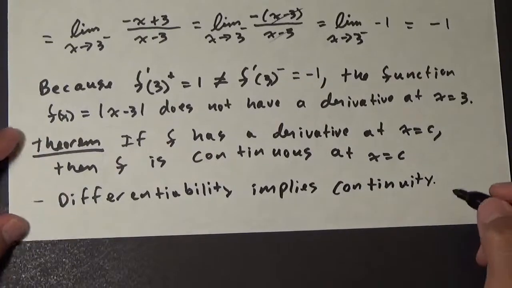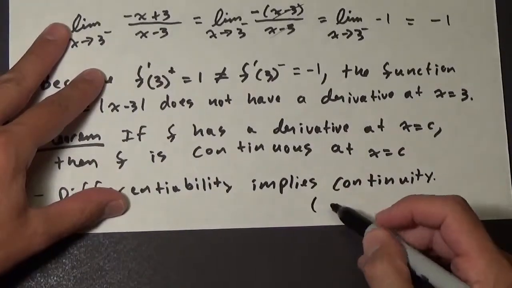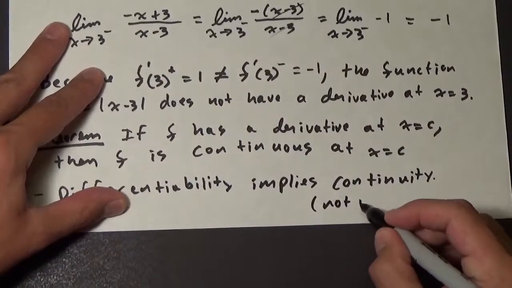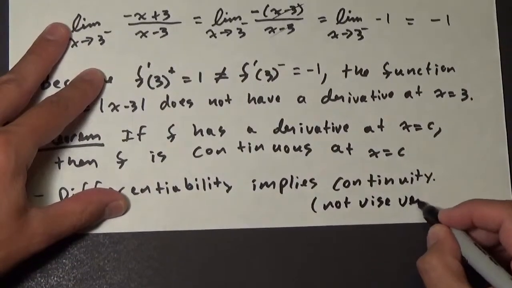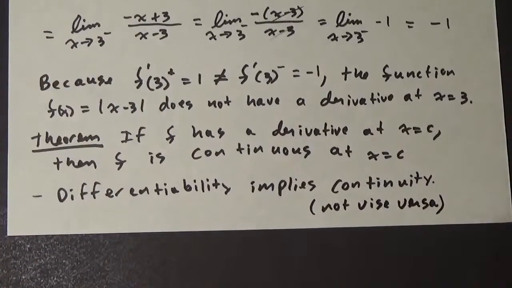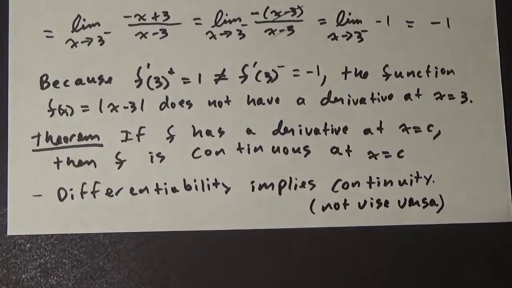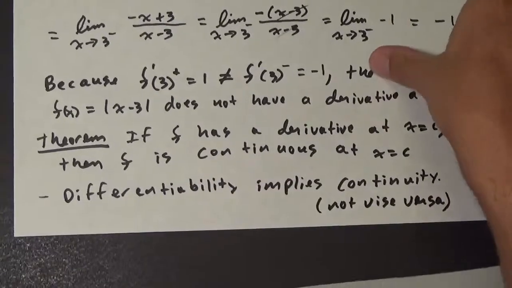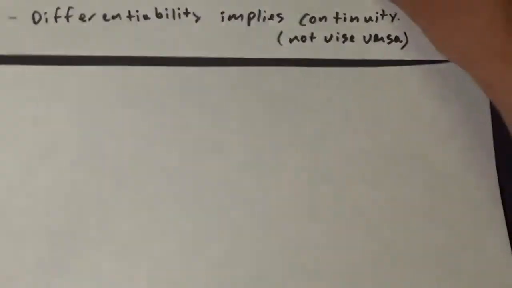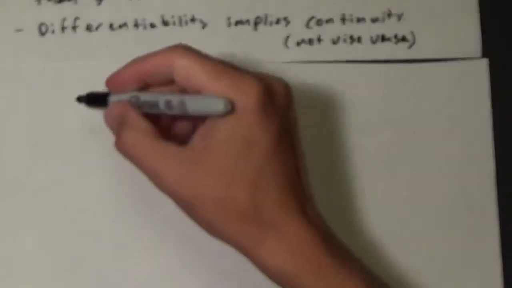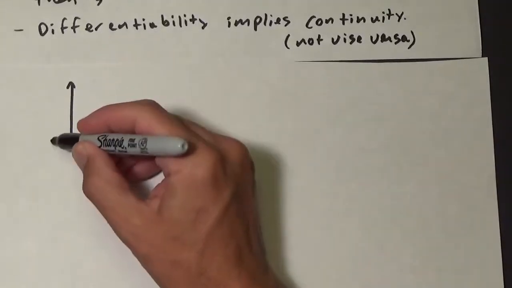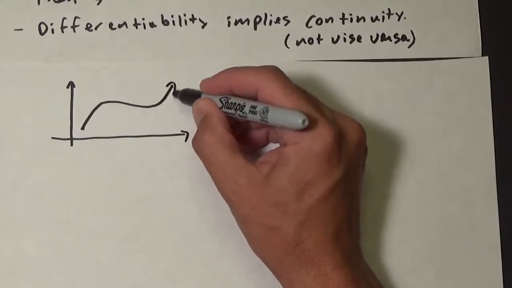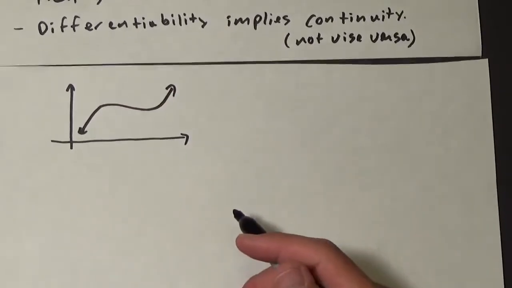Okay. Now be very careful because this is not the case in the opposite, so not vice versa. So continuity does not imply differentiability. All right, so let's take a look at what this theorem means. If I go back to a basic function like so, right?